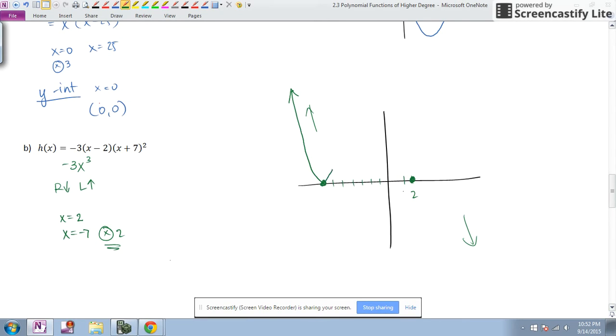It's going to bounce off. Now it's got to turn around and come back through, and it's got to go through that and shoom, out of here. So it's going down on the right, up on the left. It's bouncing off at negative 7, and it's going through it too.